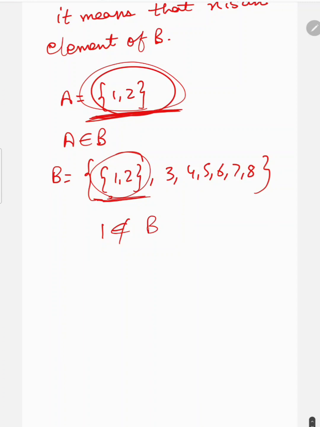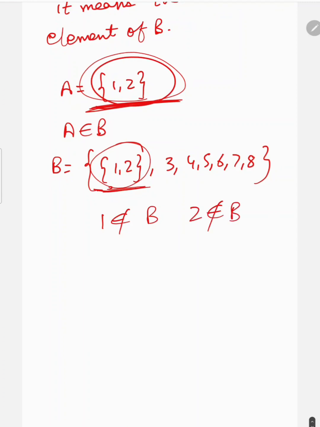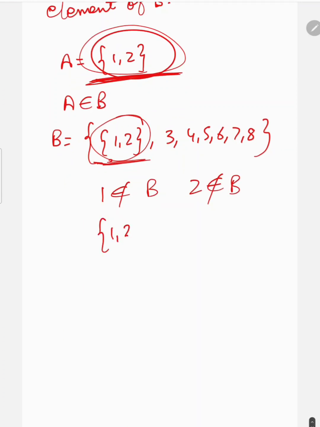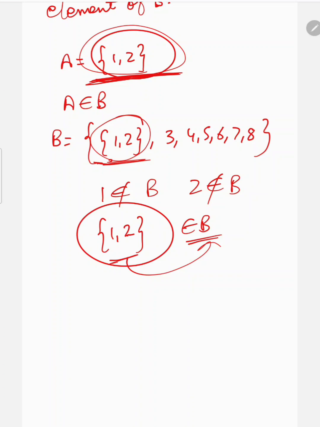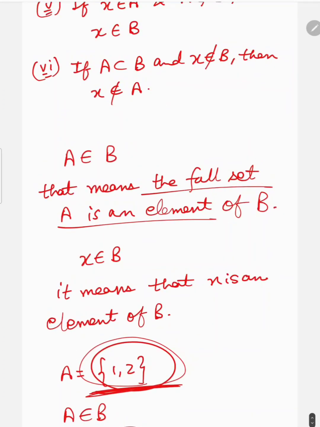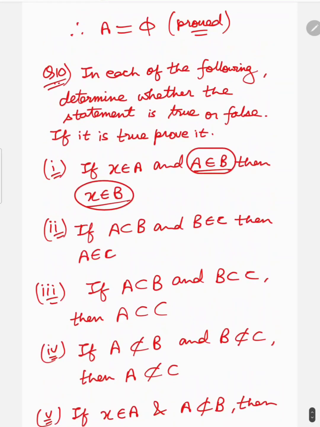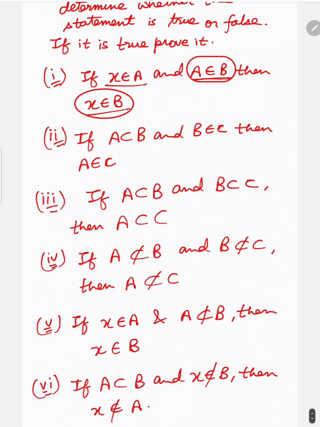1 does not belong to B, 2 does not belong to B, {1, 2} as a set belongs to B. This as a set belongs to B, but 1 just as an element does not belong to B, 2 as an element does not belong to B. Okay, so यही है इस क्वेश्चन का trick. In this question it is told that X belongs to A belongs to B.